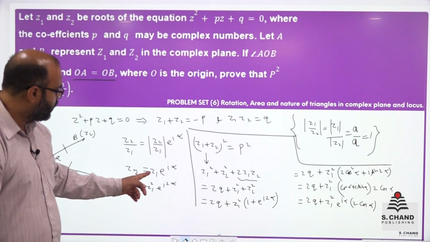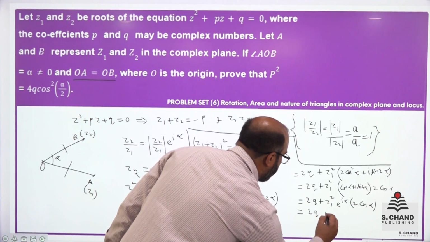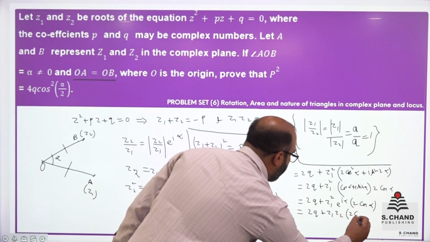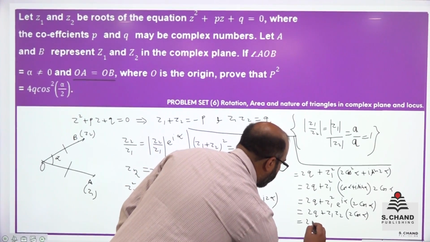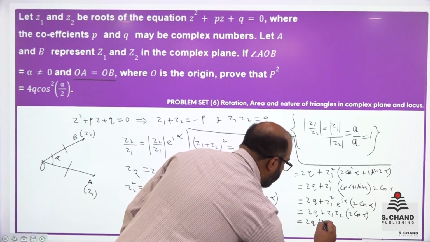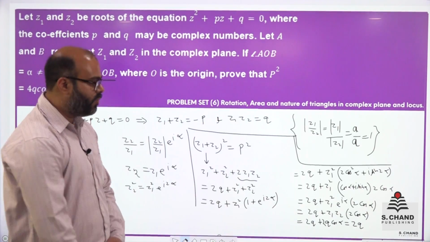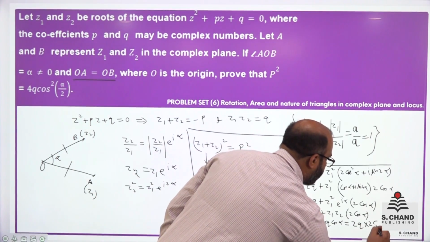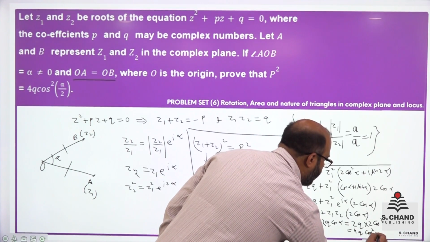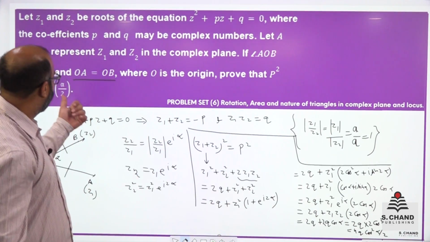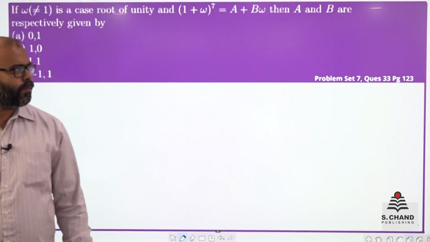Now z1 e to the power i alpha is z2. So this becomes 2q plus z1 into z2, 2 cos alpha. And what is z1 into z2? That is q. So 2q plus q times 2 cos alpha. Now take 2q as common, then 1 plus cos alpha, which can be written as 2 cos square alpha by 2. So this is finally 4q cos square alpha by 2. That is what we had to prove. So we have proved that. Let us come to the next question.